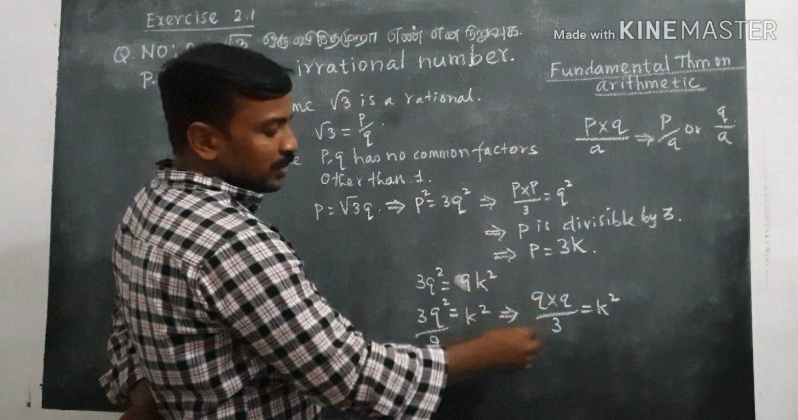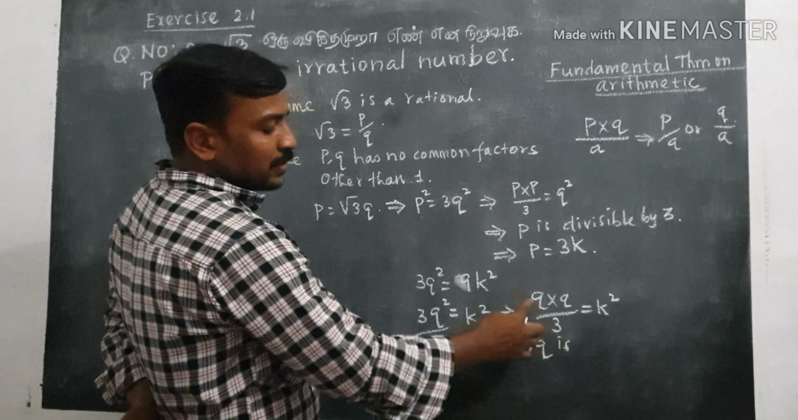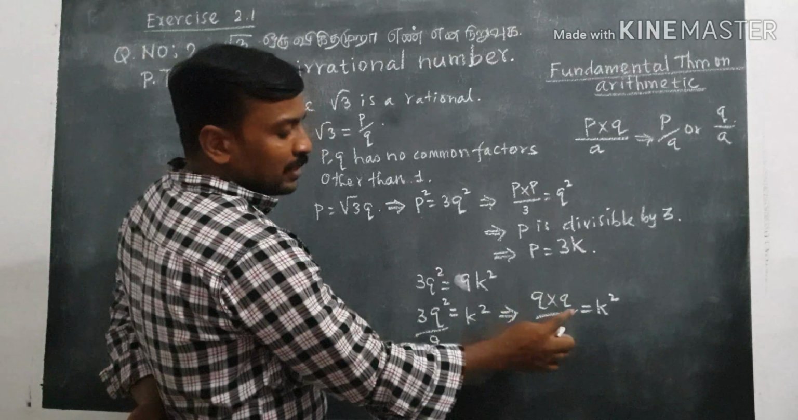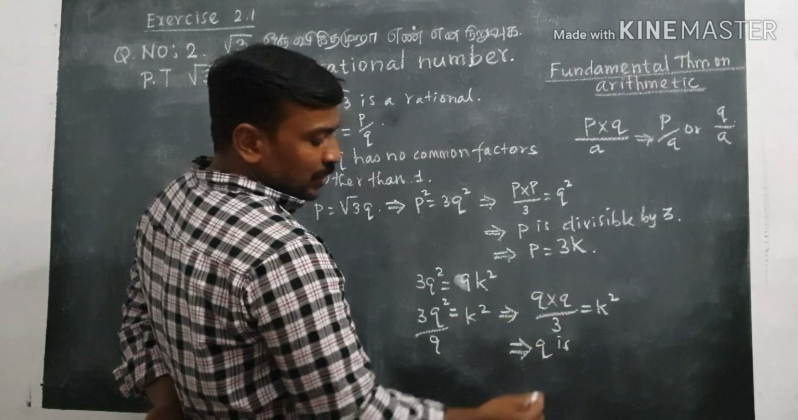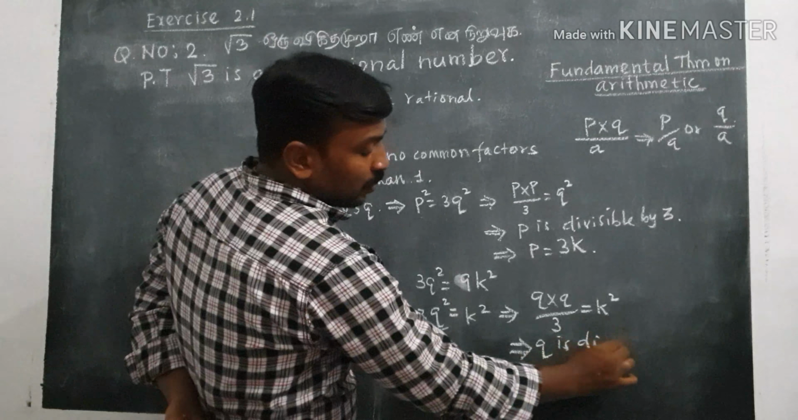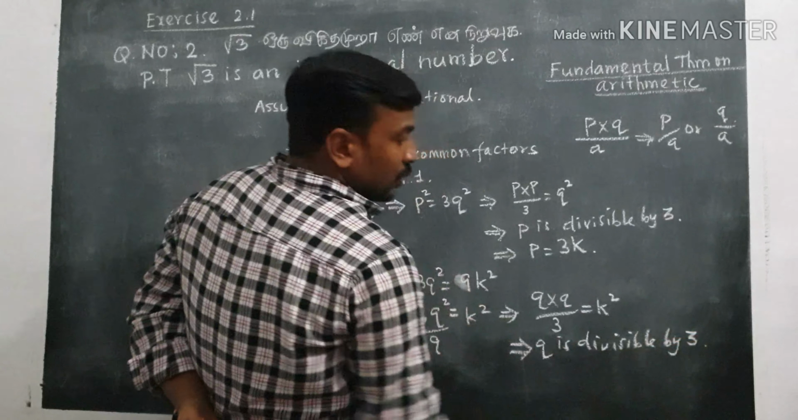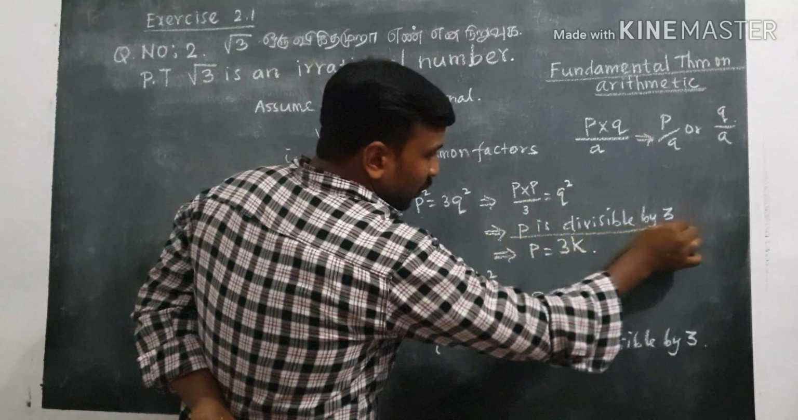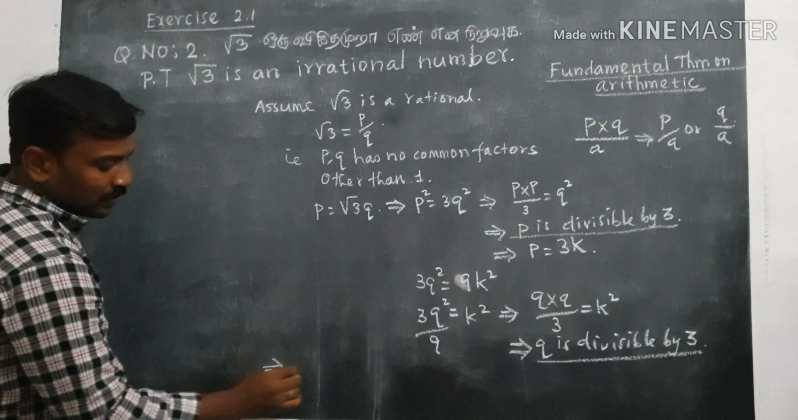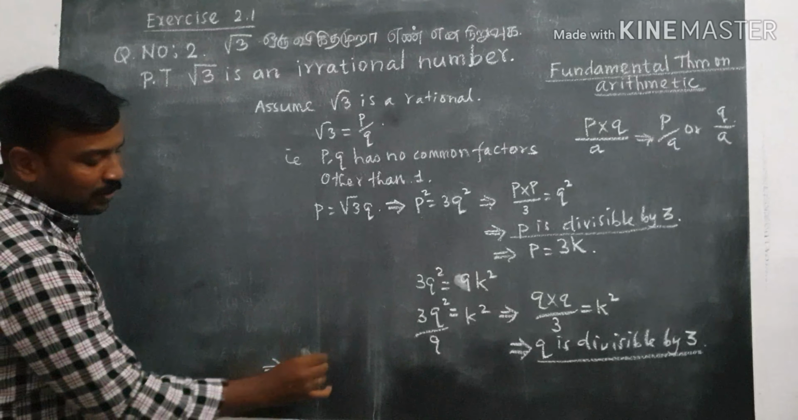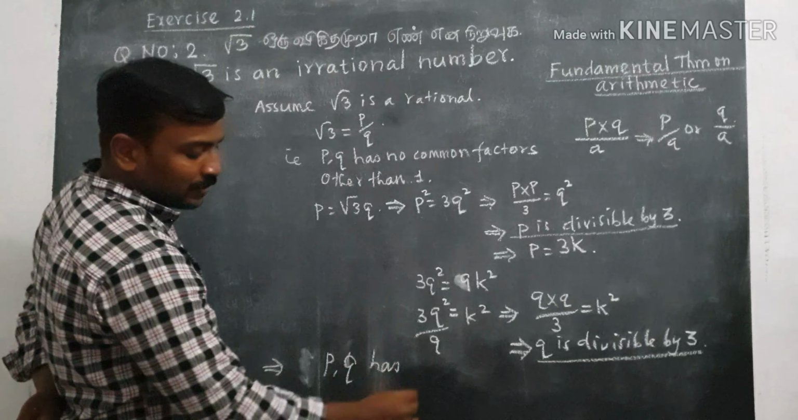Once again, using the same theorem, it implies that q is divisible by 3, because q into q is divisible by 3, and 3 is a prime, so it divides q or q, that means it divides q. So q is divisible by 3. Since p is divisible by 3 and q is also divisible by 3, p, q have some common factor.